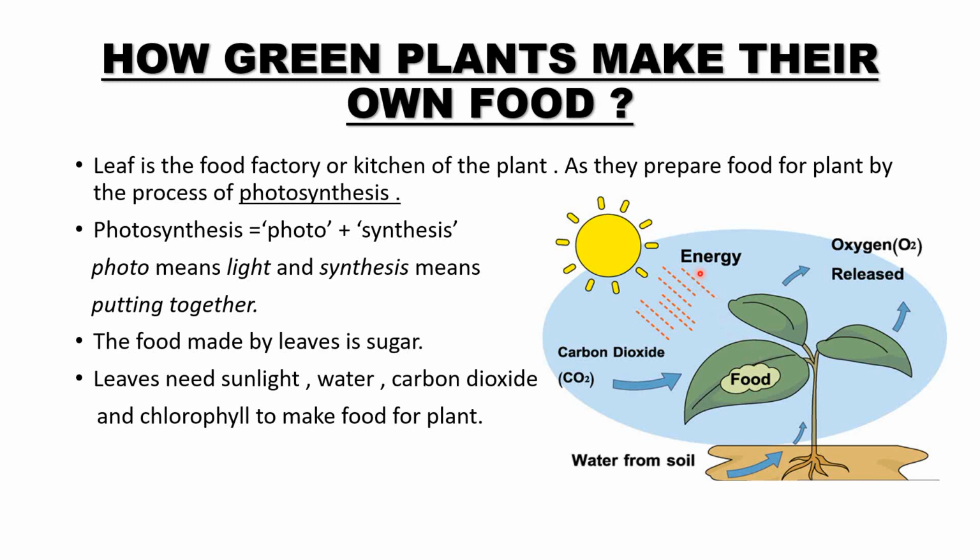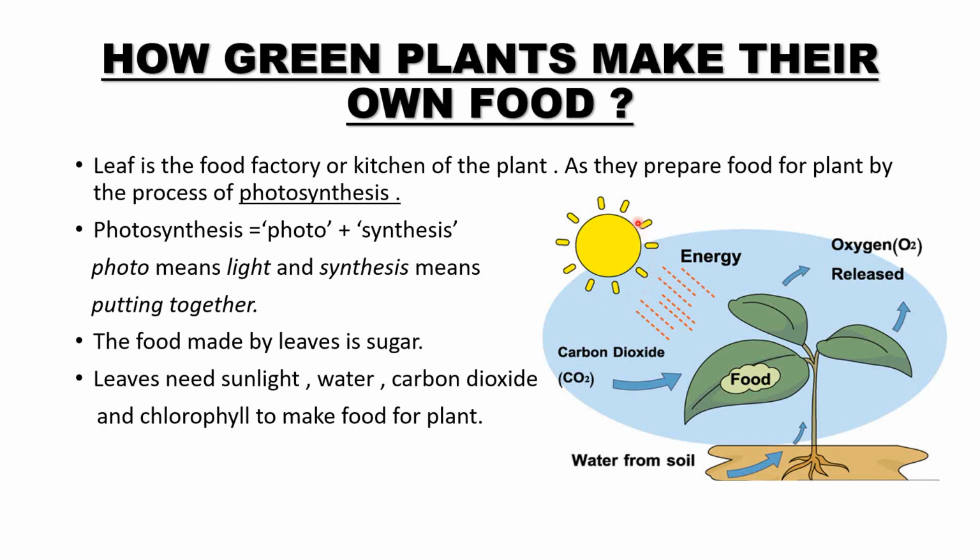We name this process photosynthesis. Now if I bifurcate this word photosynthesis, we get two words, that is photo and another is synthesis. Photo means light and synthesis means putting together. So here what is light referring to? Light is referring to the sunlight.